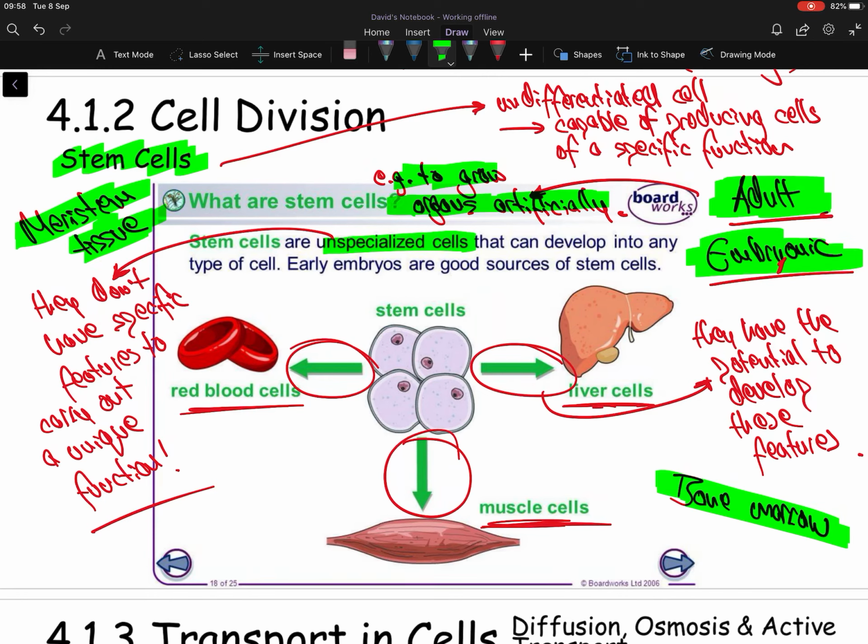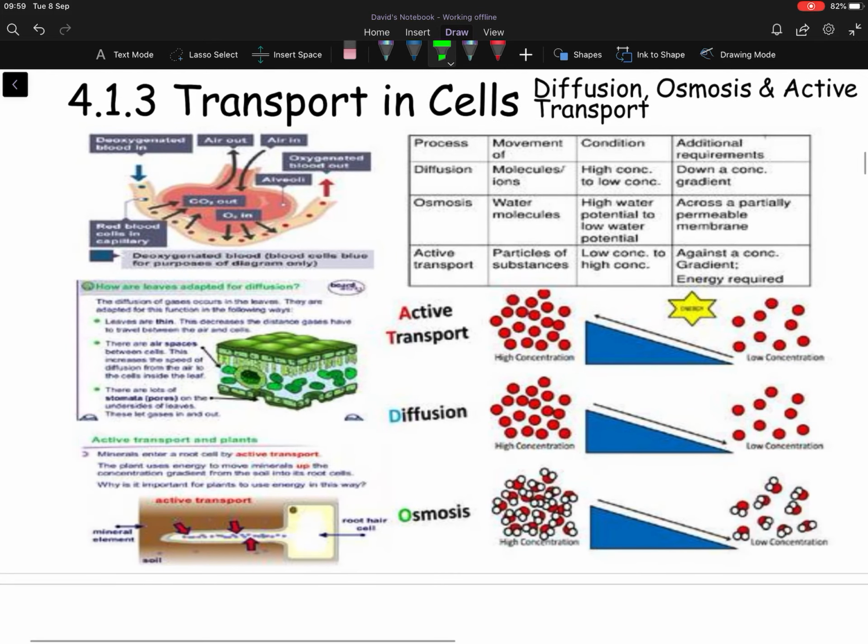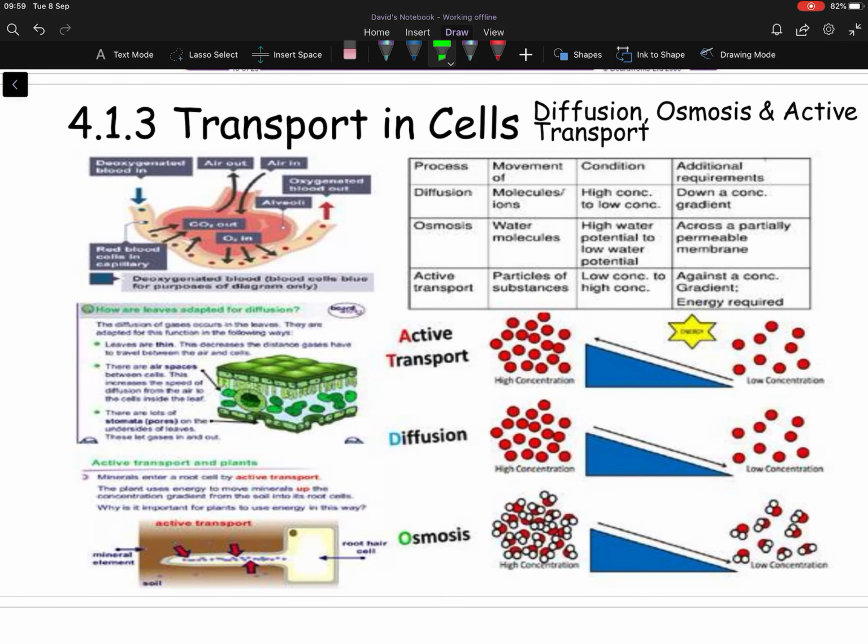Good. Right. And then our last area of focus for this is just about transportation within cells. So there are 3 types of transport within cells that you need to know: active transport, diffusion, and osmosis. Now, this table summarises the key aspects of each that you'd be expected to know. So they are all about movement. The movement of particles, molecules.